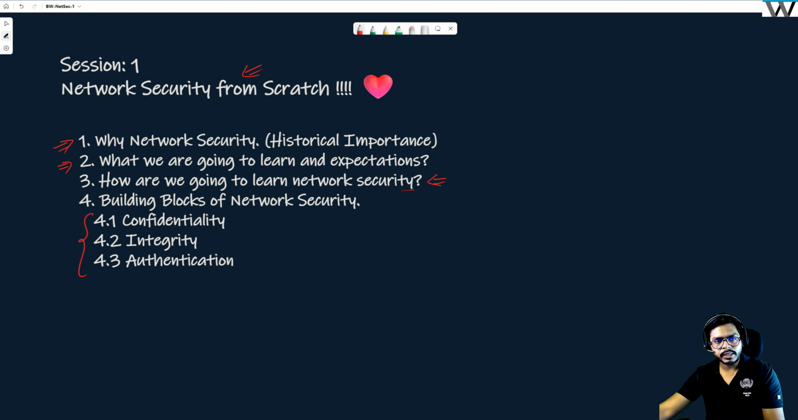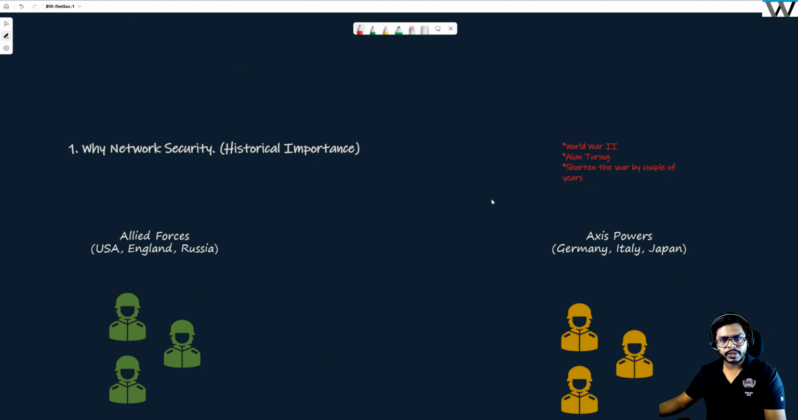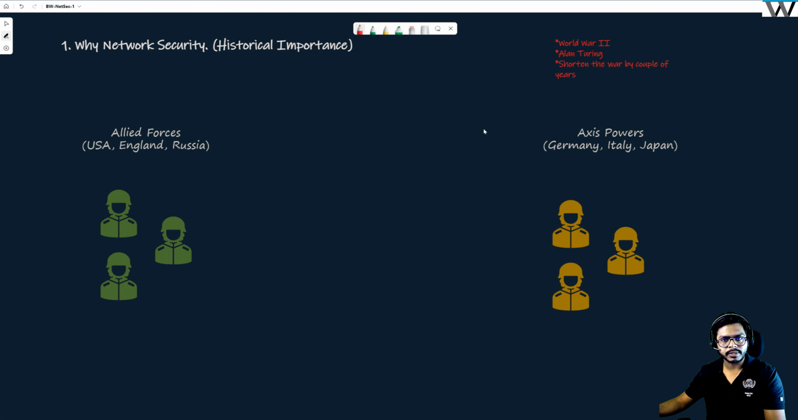So overall, we are going to learn network security from scratch. And here is the importance: why do we need security, and what is the historical importance of it, right? So here you go. By the way, guys, whenever you see this red color text, just ignore it. I have written it for myself so that I don't forget some of the things I wanted to tell you. Apart from that, everything is something you should take care of and spend your time on.